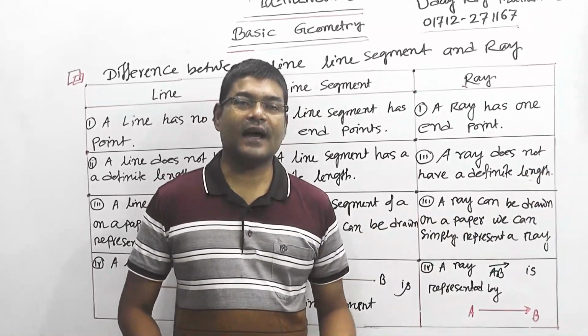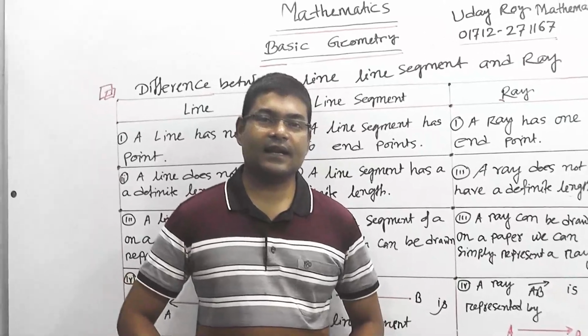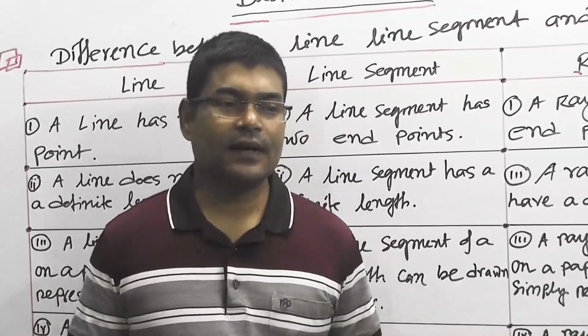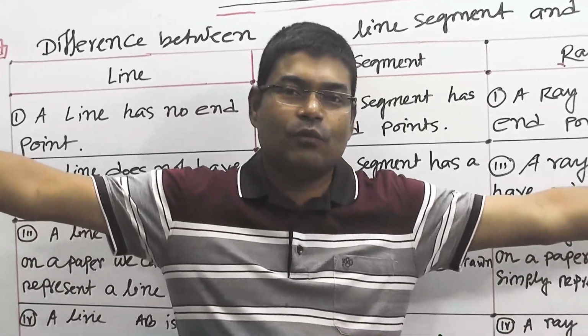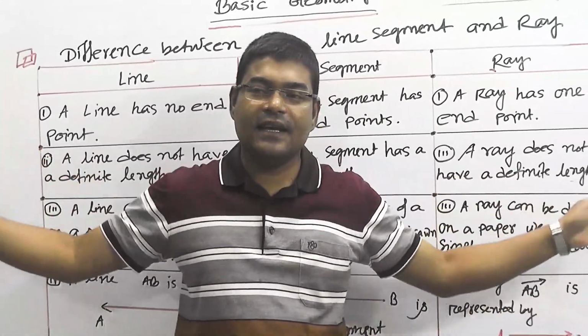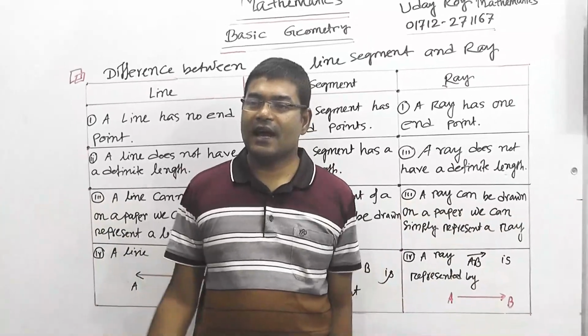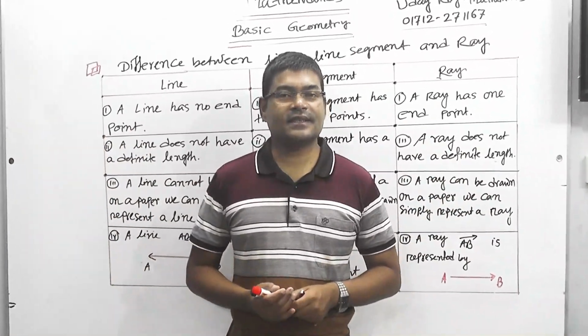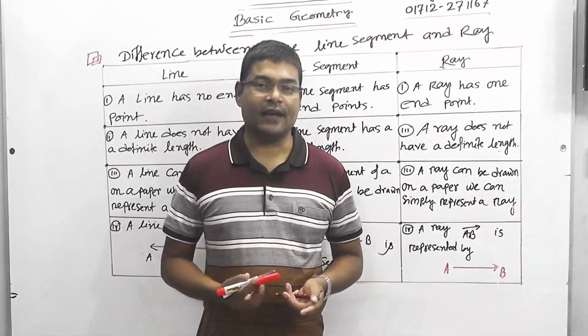So this is a line, both sides are open. This is a line, this is a line segment, and this is a ray. So these are the differences between a line segment and a ray.